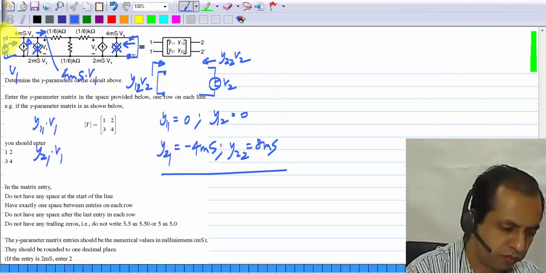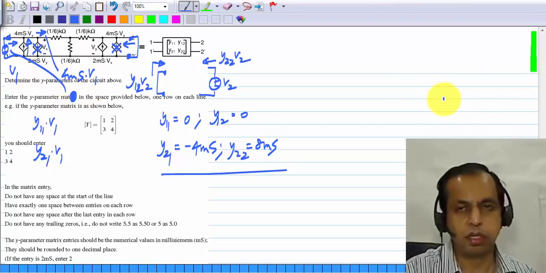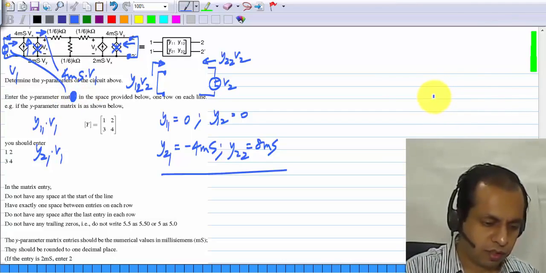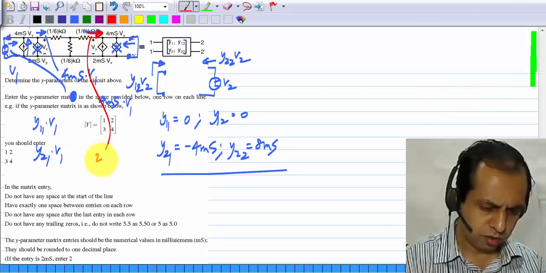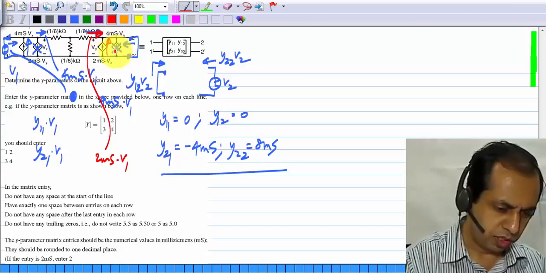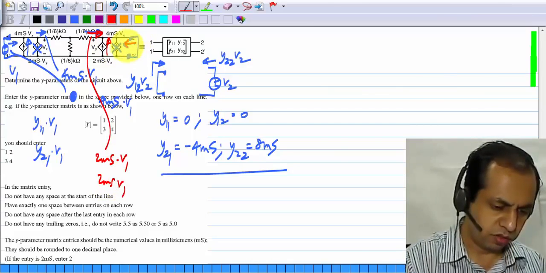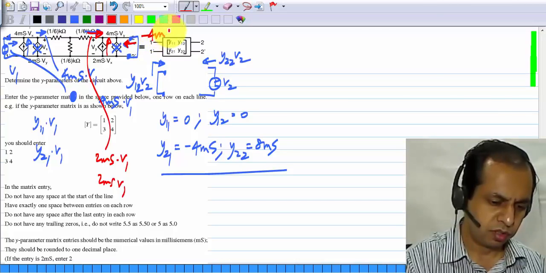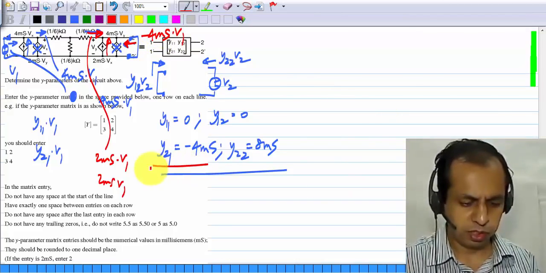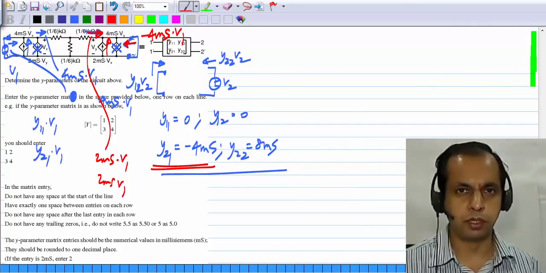So the actual current flowing out of this voltage source is 0. Here you will see 2 millisiemens times V1 and this pushes another 2 millisiemens times V1. So the total current flowing in this direction will be minus 4 millisiemens times V1. So Y21 is minus 4. Similarly, you can calculate Y12 and Y22 as well.